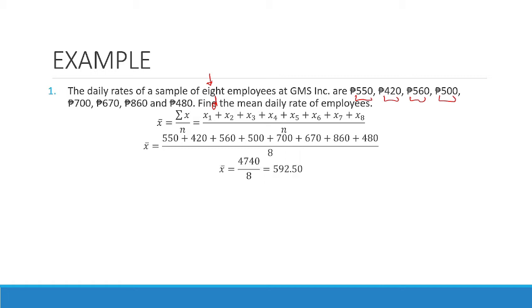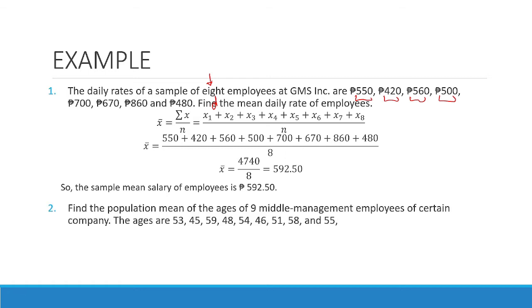So we have there 4,740 divided by 8, which is equal to 592.50. Hopefully you got the same answer as this. So the sample mean salary of the employees will be 592.50. As easy as that. So that will be the measurement of our ungrouped mean, or the mean of our ungrouped data.